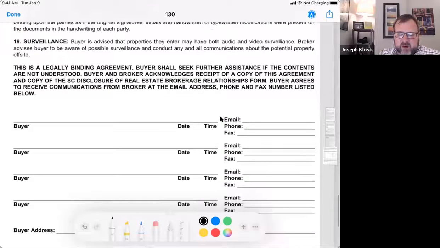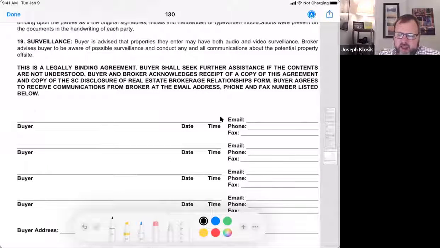Section 19 basically says the buyers are advised that properties we go into may have both audio and video surveillance. So just beware of that. If you have any questions, comments, or excitement about the property, wait till we're back in the car or back at the office. Don't talk about it in the house or at the front door, just in case the seller is surveilling. And then this basically says it's a binding agreement. If you have any questions about the legality of it, you can talk to an attorney. Otherwise, this is a real estate agency agreement.